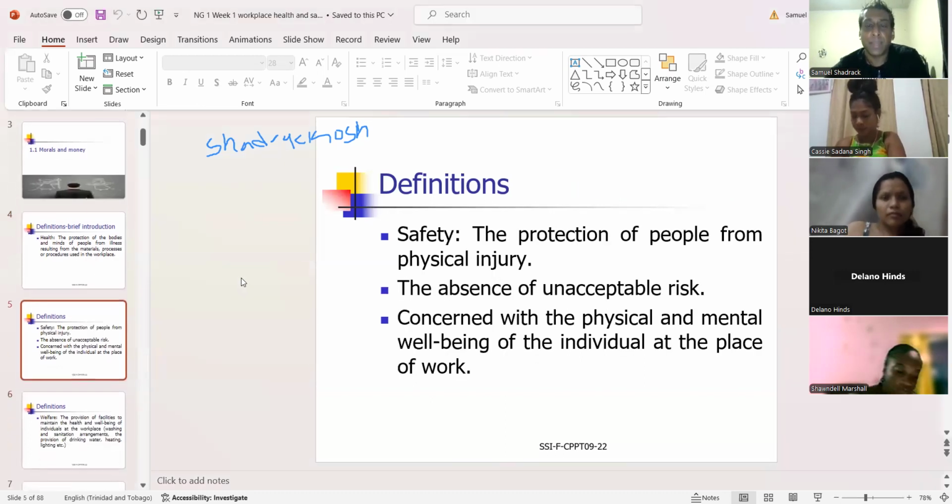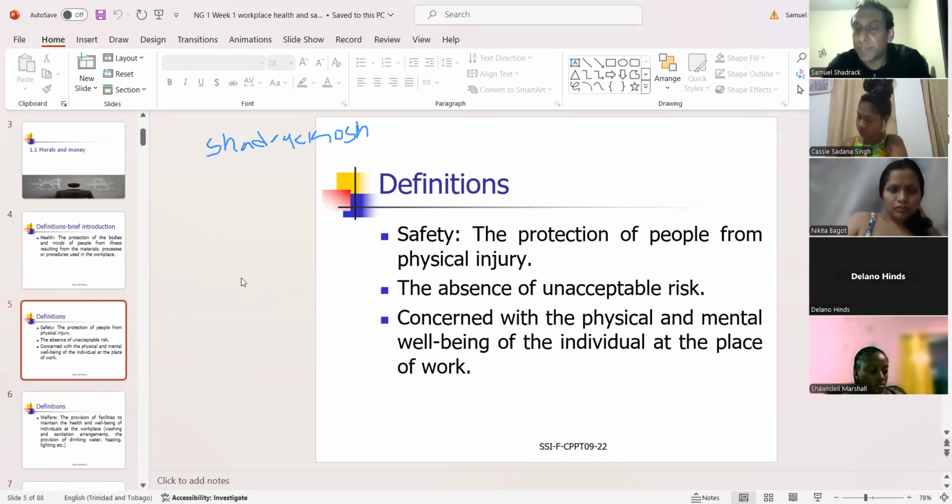So what is safety? Safety is the protection of people from physical injury. Some say it is the absence of unacceptable risk. I'll explain that one for you in a bit. Safety is concerned with the physical and mental well-being of the individual at the place of work.